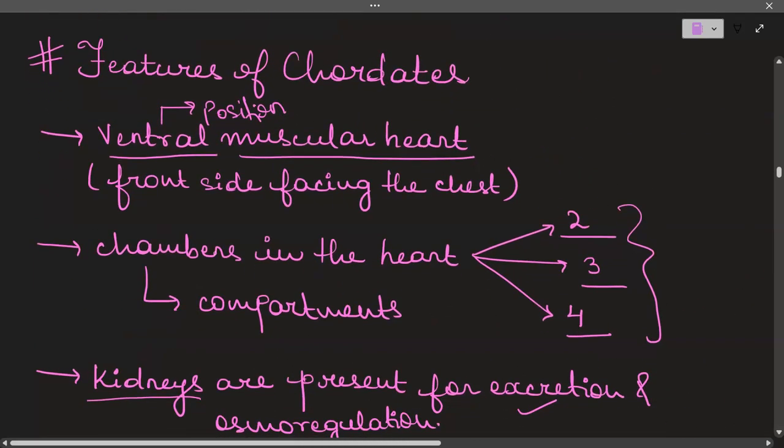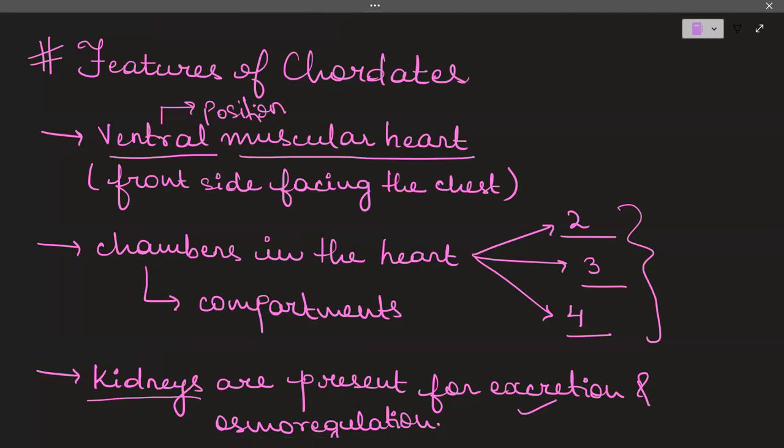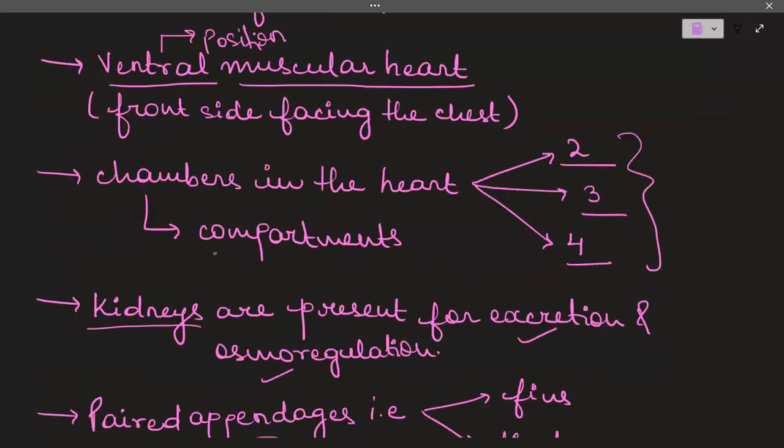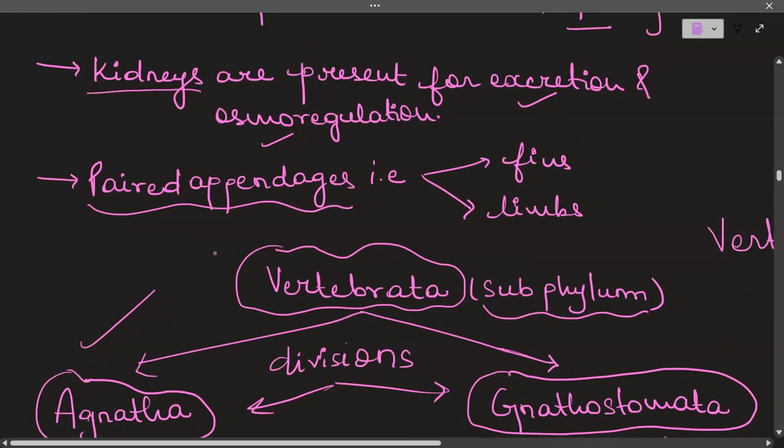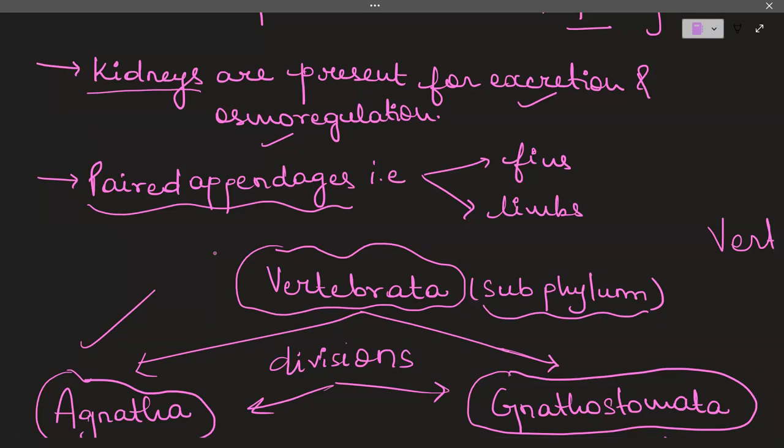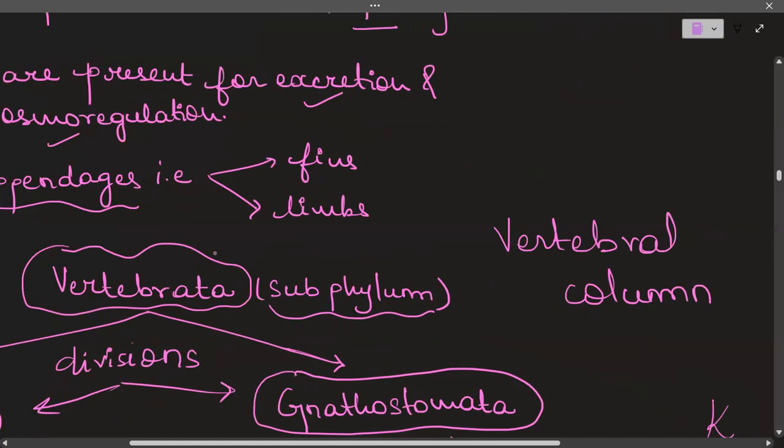Talking about the features of the chordates. Now, the heart is muscular, made up of cardiac muscle, and it is ventral in position, meaning it is towards the chest side, front side. Now, there are chambers in the heart, two chambers, three chambers, and four chambers. Kidneys are present for excretion and osmoregulation. They have paired appendages. Either they have paired fins or they have paired limbs.